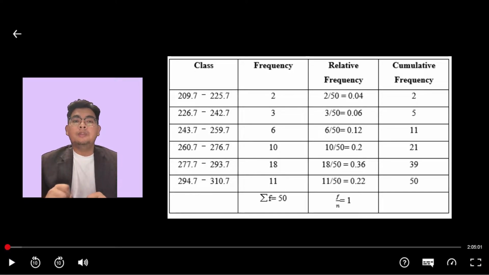And the formula for cumulative frequency is that the cumulative frequency of the last class is equal to the sample size. The first cumulative frequency is 2 and has to be added with the frequency, which equals 5, and the next cumulative frequencies are 11, 21, 39 and 50.